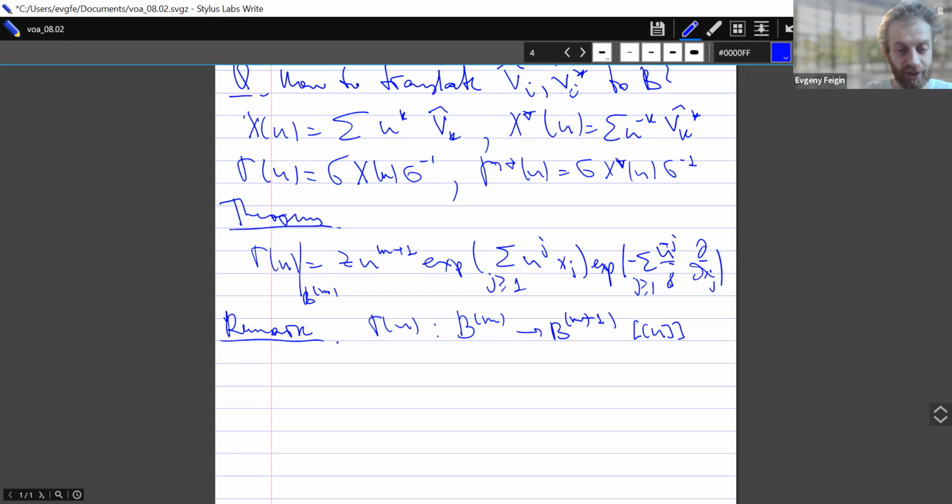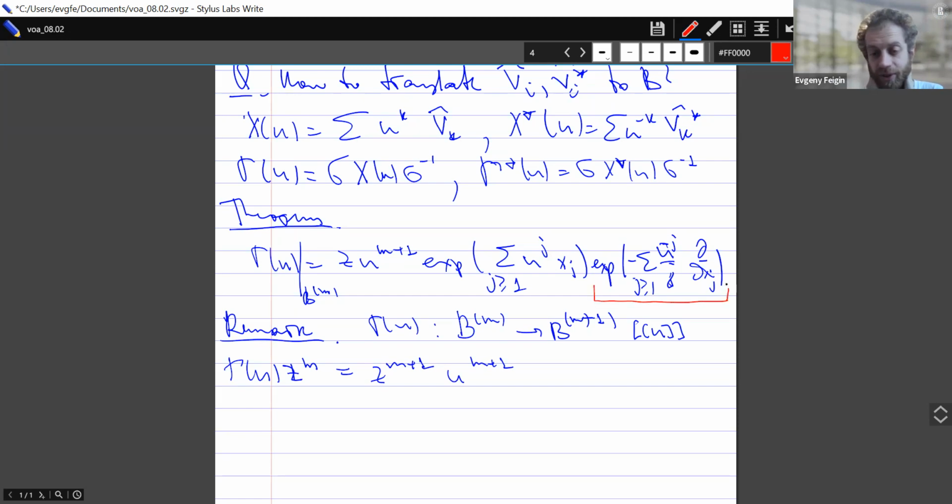For example, if you apply, say, gamma of u to the vector Z to the m. So you remember Z to the m is a vector in Bm. And then the result would be Z to the m plus 1. That's good. And then you take u to the m plus 1. And then the exponent on the right.